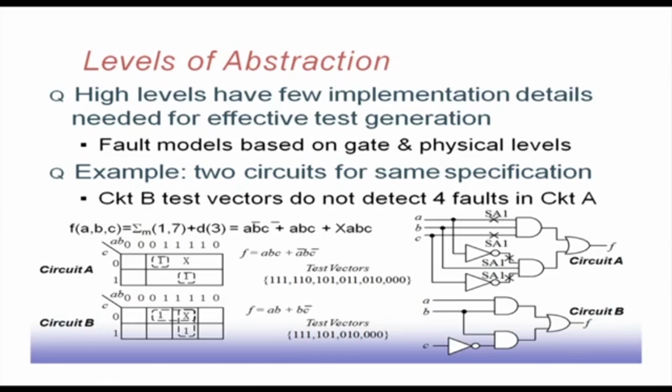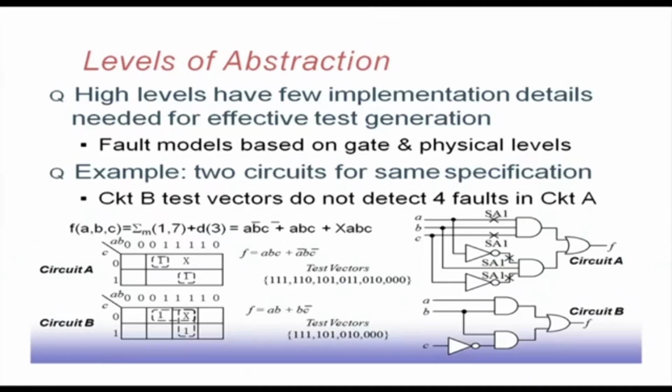But of course, when you go for a lower level fault model, the number of faults that are possible becomes huge. As a result, it may be difficult to generate test patterns for all those faults. So, a higher level model can help us generate test patterns which are much more compact in nature.